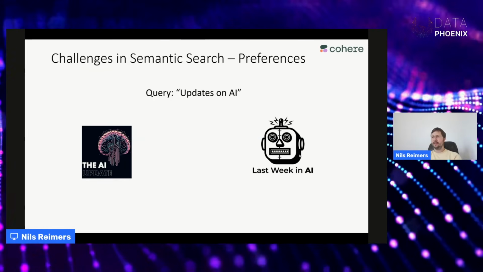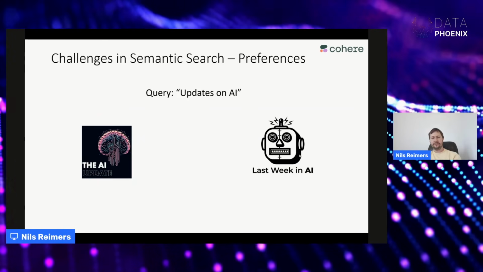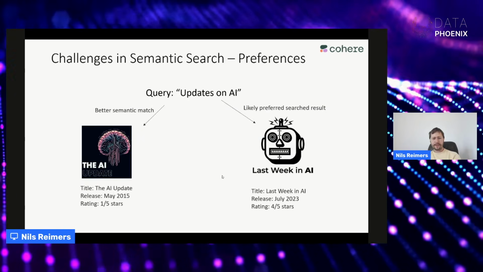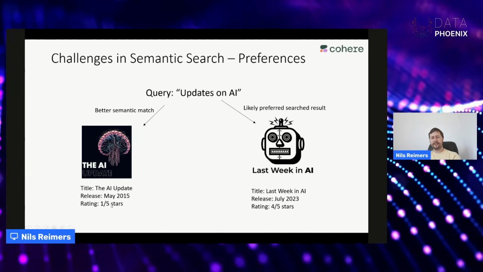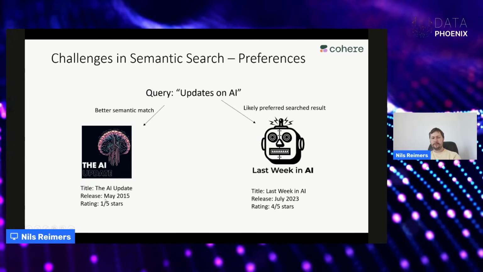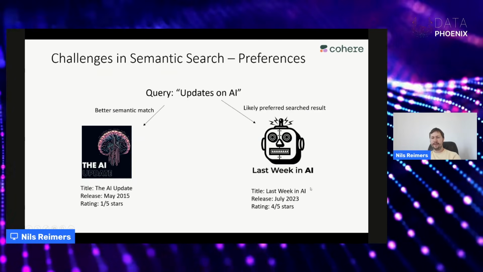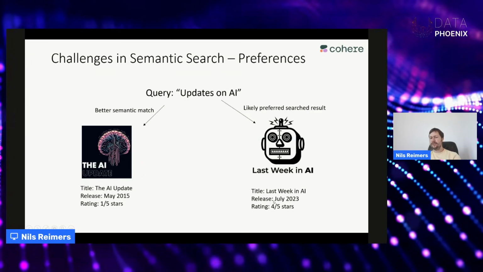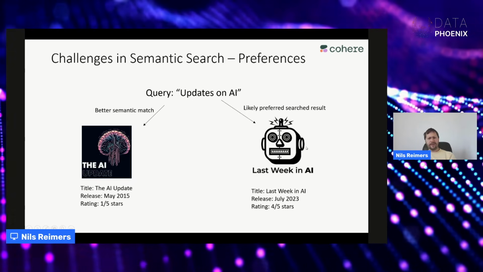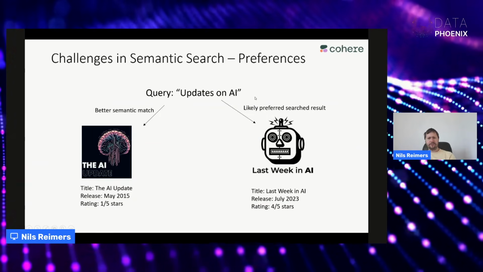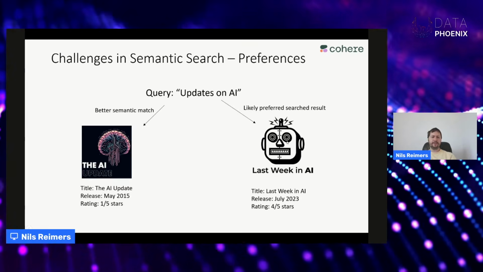However, when we're browsing for podcasts and other things, we're not only interested in how close the textual match is, but also, for example, in release information and ratings. We see The AI Update was released in May 2015 and got a 1 out of 5 star rating from users, but Last Week in AI was released in July and got 4 out of 5 stars. You, as a user, would probably prefer this one, so you want to have this higher ranked in the search results than this.